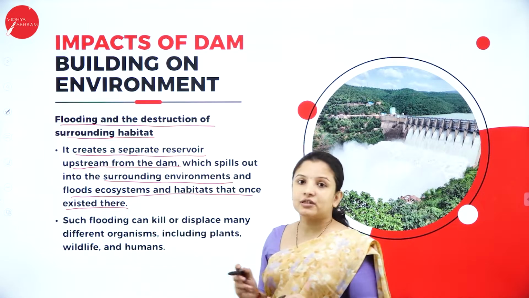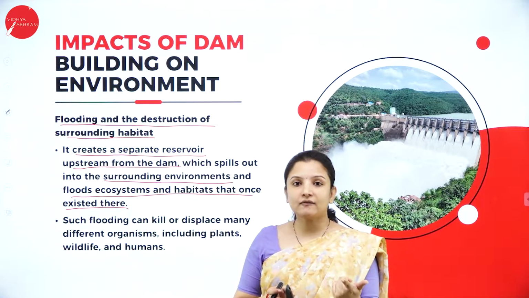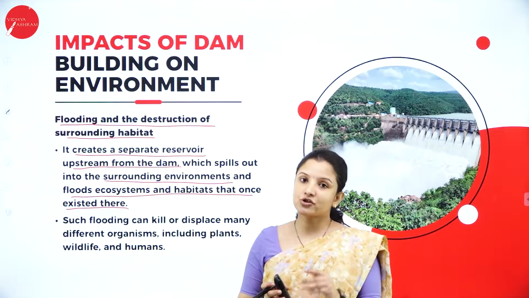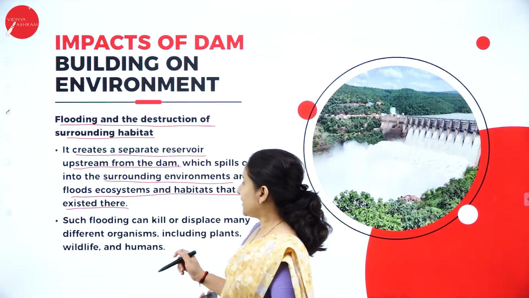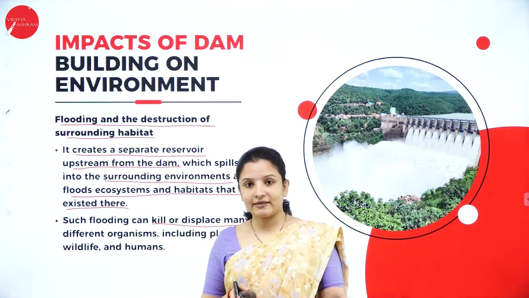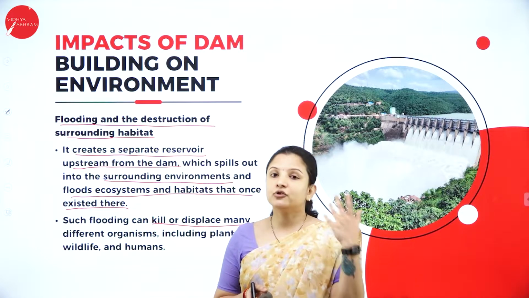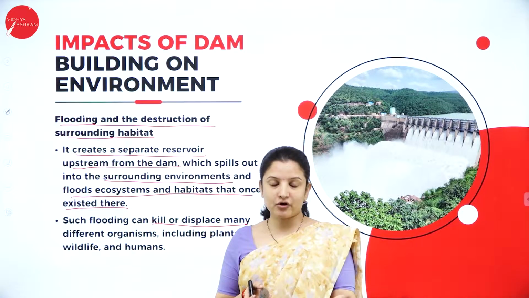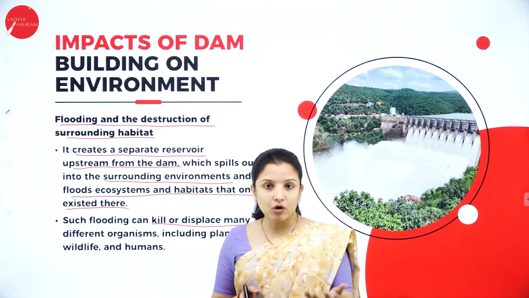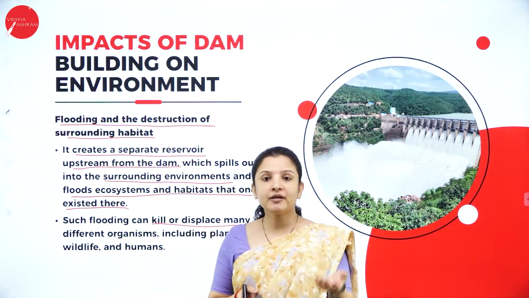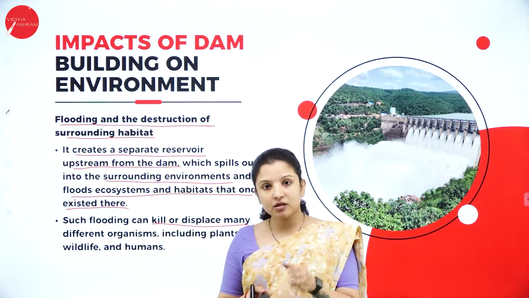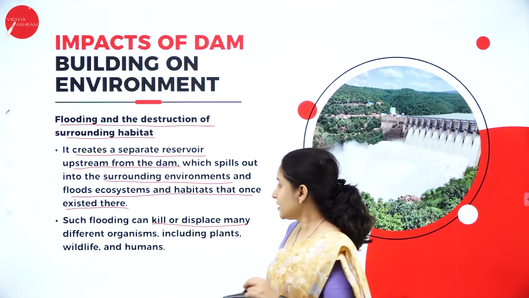So what was once a terrestrial habitat will now get converted into an aquatic habitat because of the flooding that has occurred due to the construction of dams in the river. So such flooding can kill many different organisms. Can terrestrial organisms live in the water? No. So when flooding occurs, those terrestrial organisms can get destroyed. The plant species there, which are not capable of living in the water 24/7, will get destroyed, and therefore it will alter the food chain, and that alteration in the food chain can in turn bring an imbalance in the environment or the ecosystem.